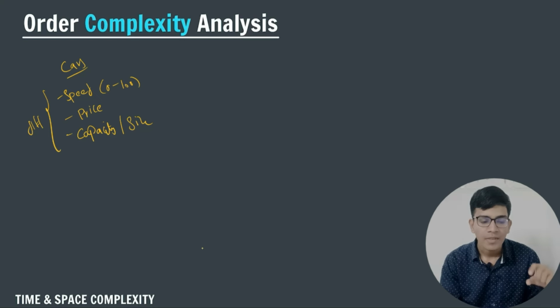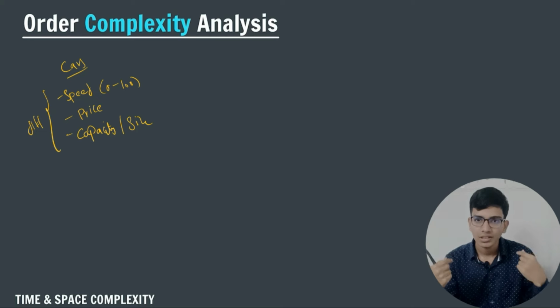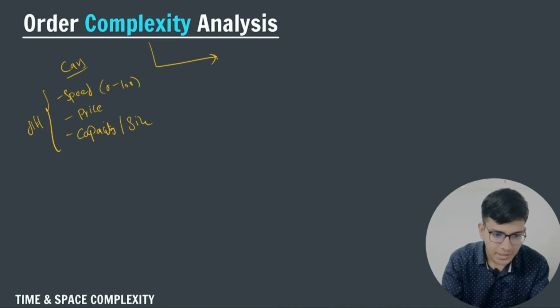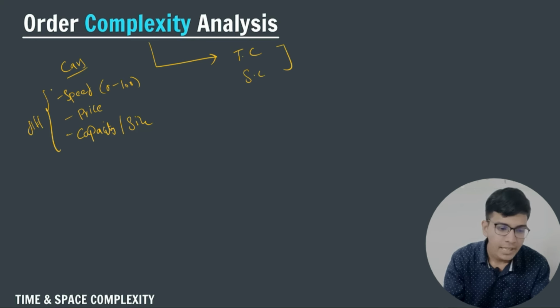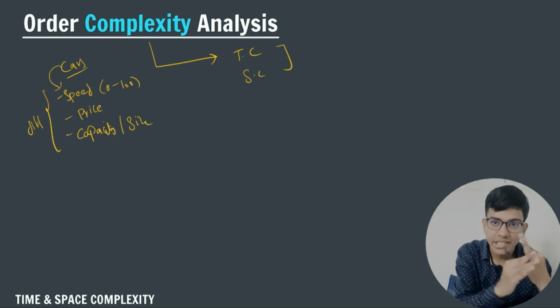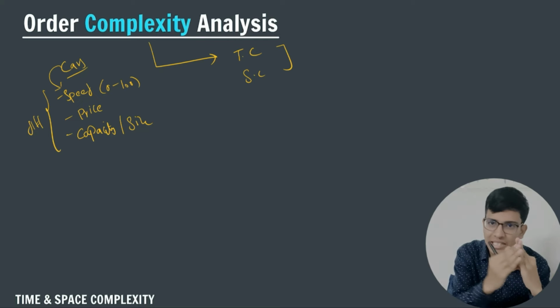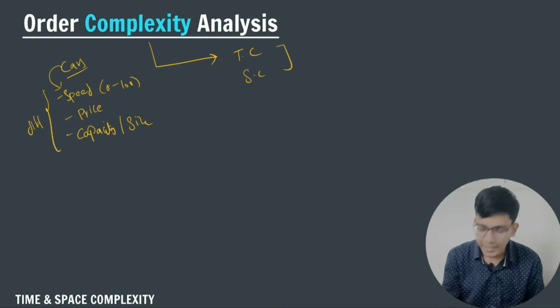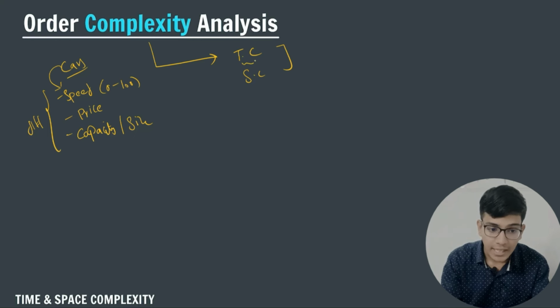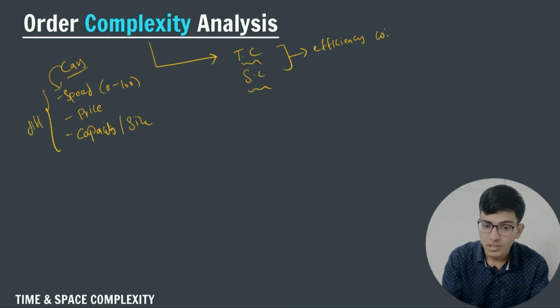So based on our conditions, we take the parameters, and from whatever our scenario is, we choose our car. Similarly, in complexity we have two things, that is time complexity and space complexity. Here, the features of a car describe the car's quality, right? Speed, price, capacity, these three things represent the quality of a car. If these features are extraordinary, then we will definitely buy that car. Similarly here, time complexity and space complexity represent the efficiency of our code, right?